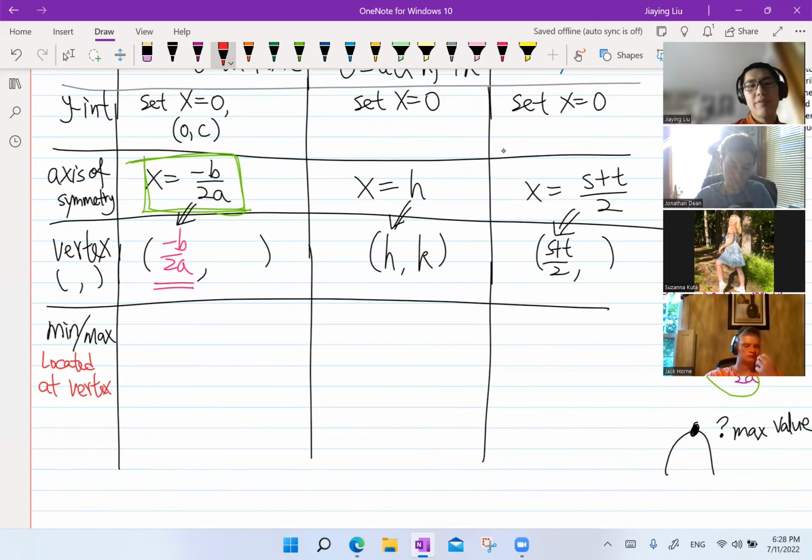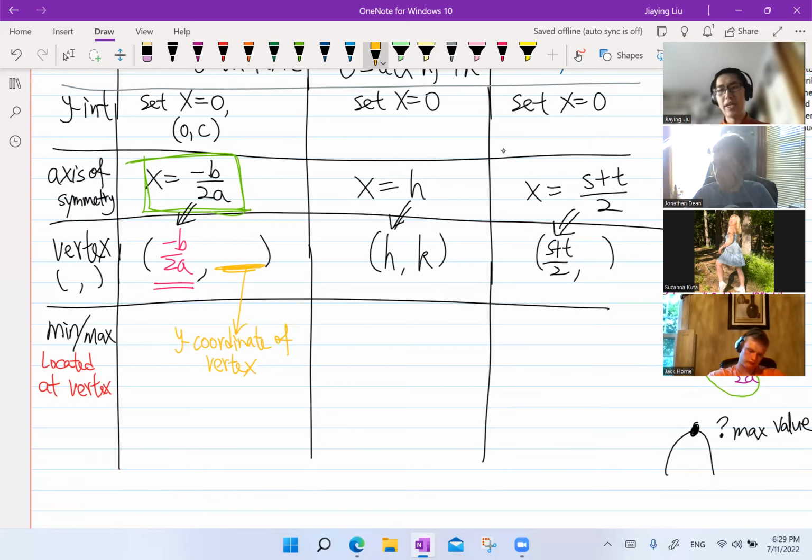Well, the minimum and the maximum value refer to the y value. So that we can get by literally just looking at the y coordinate of the vertex. Whatever the y coordinate is, if we can find it, that will be my either minimum or maximum. And whether it's a minimum or maximum depends on the a value, right? If a is positive, it opens up, we have a minimum. If a is negative, it opens downwards, we have a maximum.